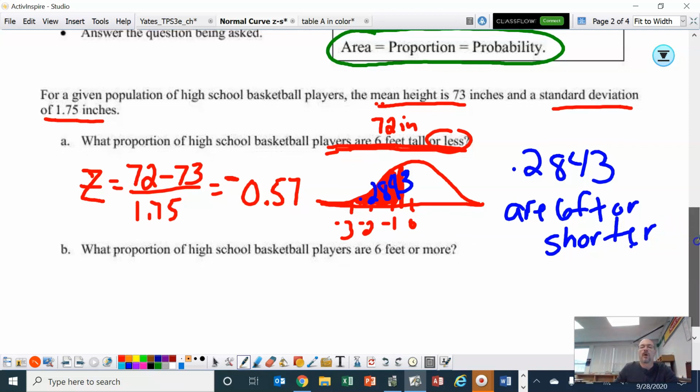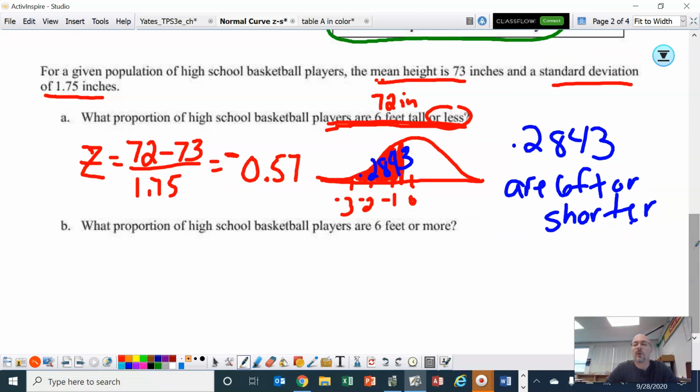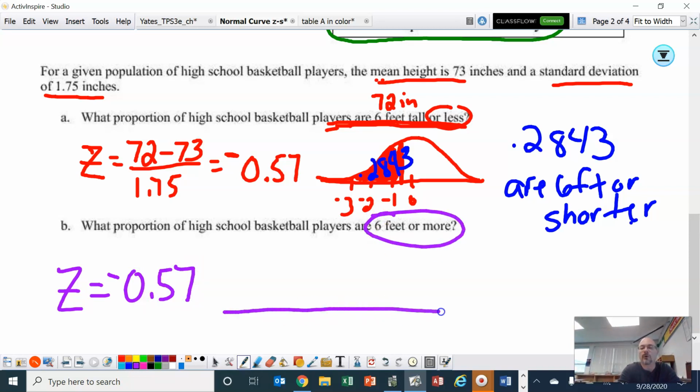All right. Well, what about 6 feet or more? Okay, well, I don't need to do the Z table on that one again, or the Z score, because I already know what it is. I know what the 6 feet is, right? Okay, but now it's "or more." So that means I would shade, I'm going to say that's the negative 0.57. I'm going to shade to the right.